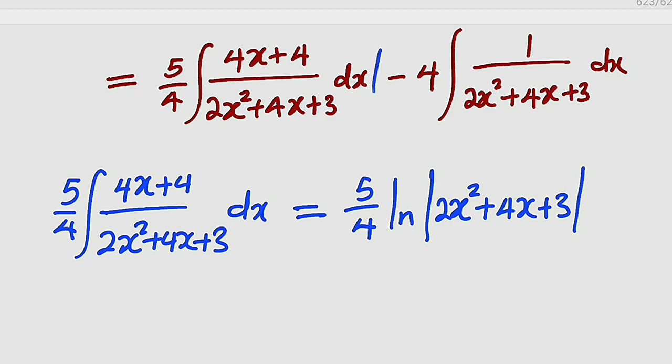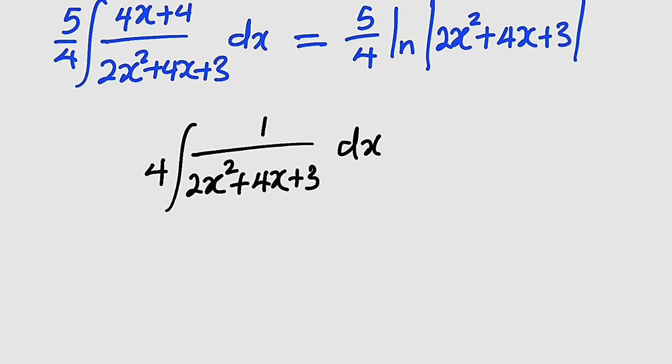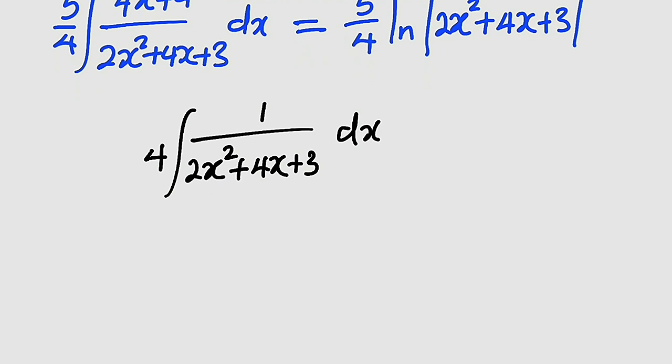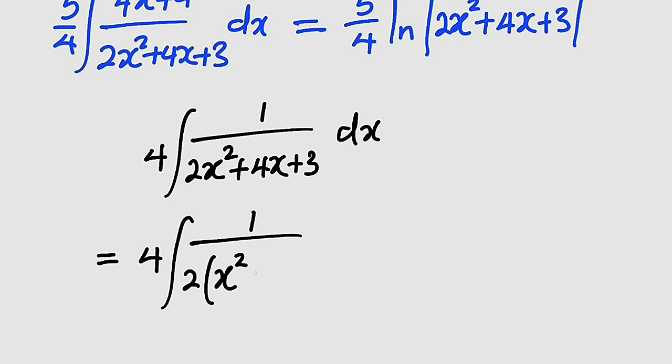So now let me take the second one and integrate it as well. We can factor out 2 from our denominator. So this is equal to 4 multiplied by the integral of 1 divided by 2 outside. Inside we have x squared plus 2x, right? Then plus 3 divided by 2 dx.